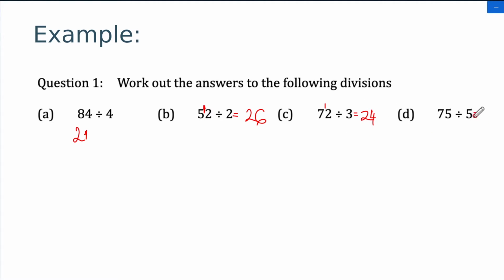And in here, 5 goes into 7 once with a remainder of 2. And then 5 goes into 25 5 times. Okay, so that's how you do it. You have to put the remainder.